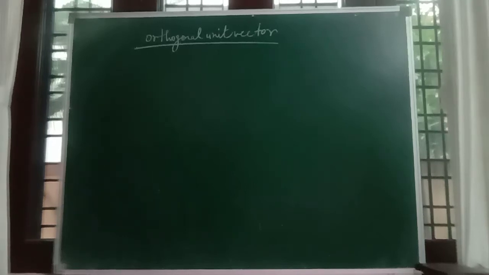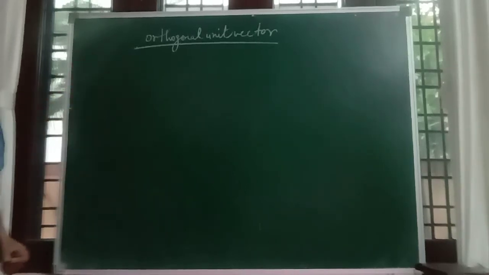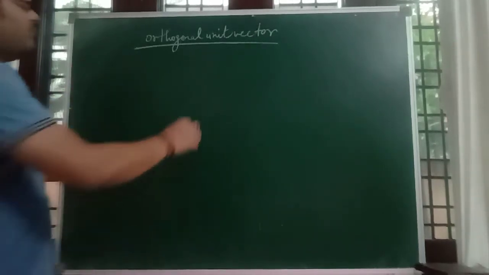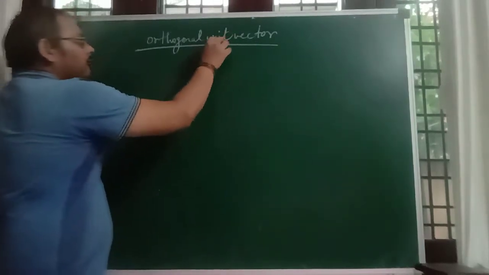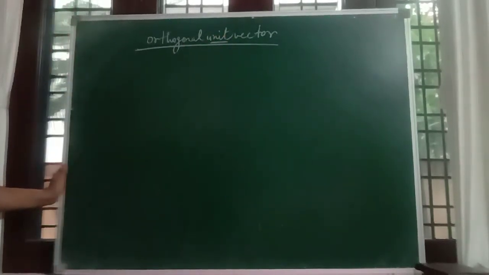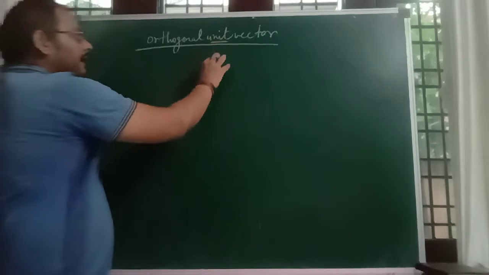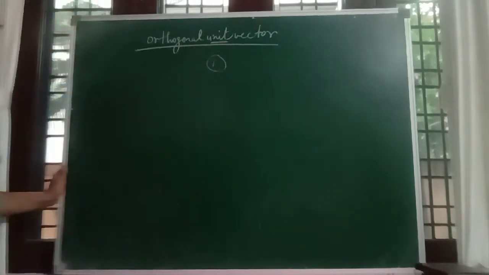Topic is orthogonal unit vectors. First we describe unit vectors. A vector having unit magnitude. Unit magnitude means it has a magnitude of 1. It is known as a unit vector.